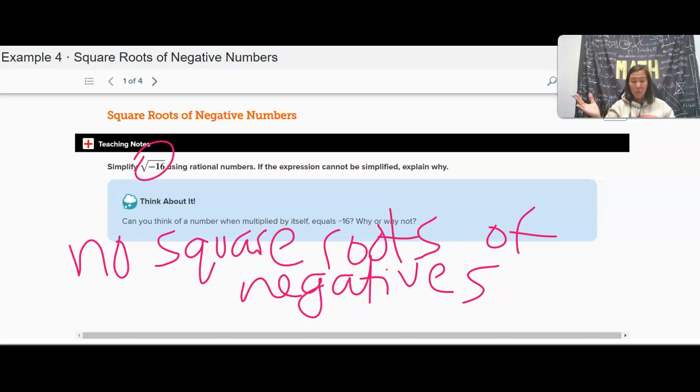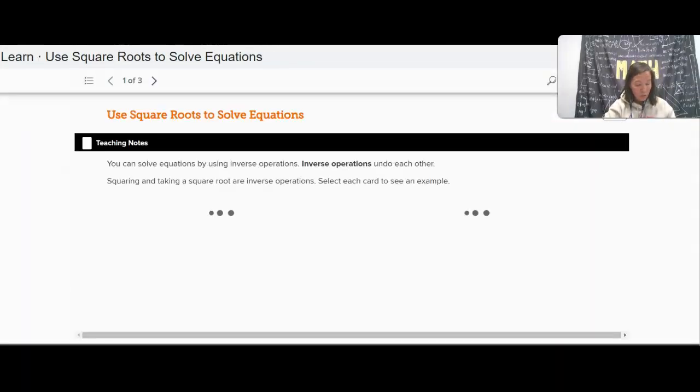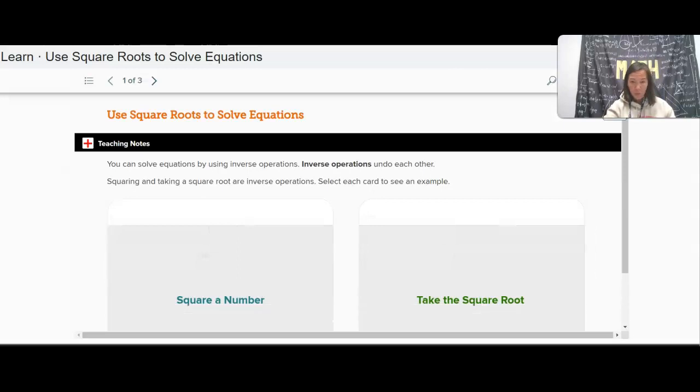But square root of negative 16 is not negative 4. If you think about it, what is negative 4 times negative 4? Positive 16. So is there any number that I can multiply twice that would become negative? No, because any positive times a positive is positive, a negative times a negative is positive, which is why we can't take the square roots of negative numbers.